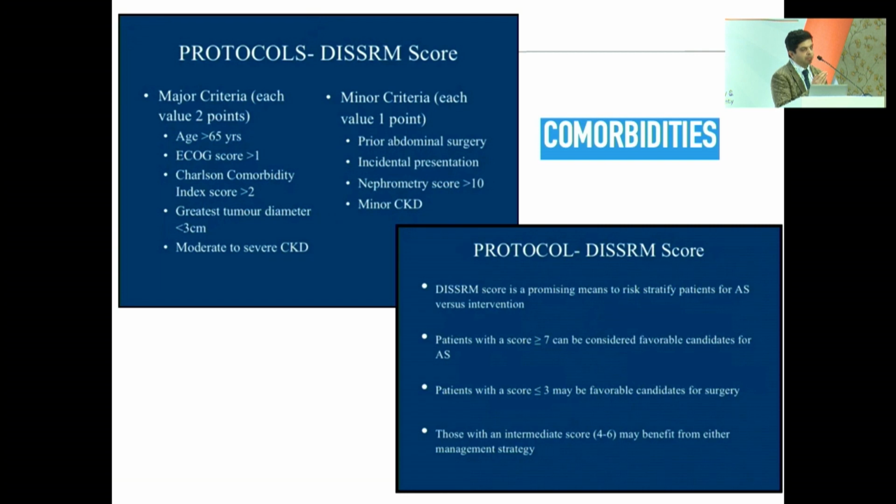So they gave some major criteria and minor criteria based on the age, the ECOG score, Charlson's comorbidity index, tumor diameter, etc., and some minor criteria as well. When they found that, they proposed that if the score is more than or equal to 7, the patient can be a favorable candidate for active surveillance. If the score is less than 3, may be a favorable candidate for surgery. And the intermediate group, that is between 4 and 6, is when other factors will help you determine, for example, a renal mass biopsy.